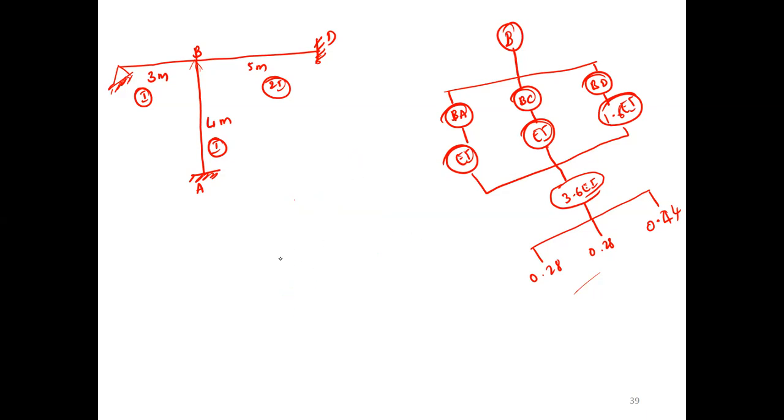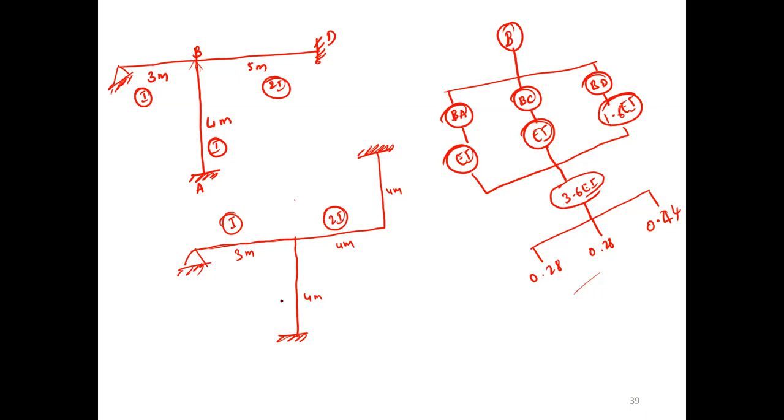Just for curiosity, I will give one rectilinear frame. This one. Or I can give like this. I will give a hinge. Three meter, 4 meter, simple. 4 meter, 4 meter. I, 2I, I.